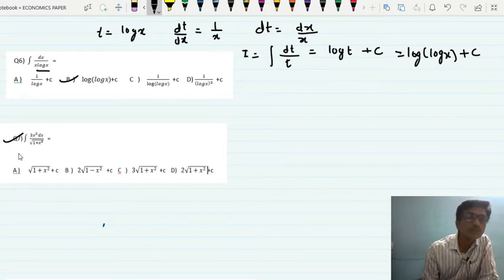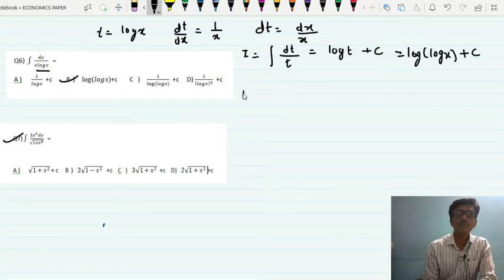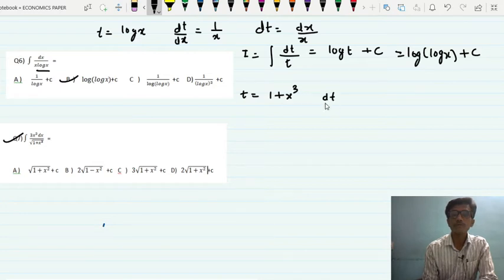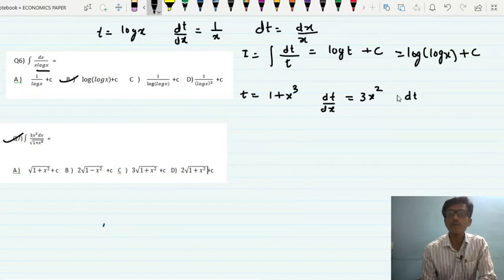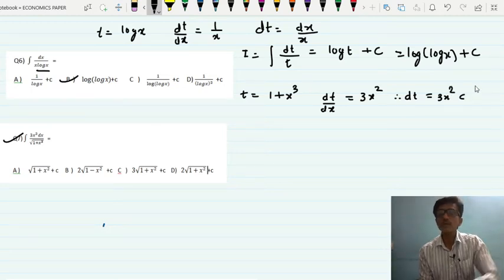Here we substitute t is equal to 1 plus x cube. Here t is equal to 1 plus x cube. Derivative dt by dx is equal to what? Derivative will be 3x square, and already there is 3x square, so therefore dt is equal to 3x square into dx.